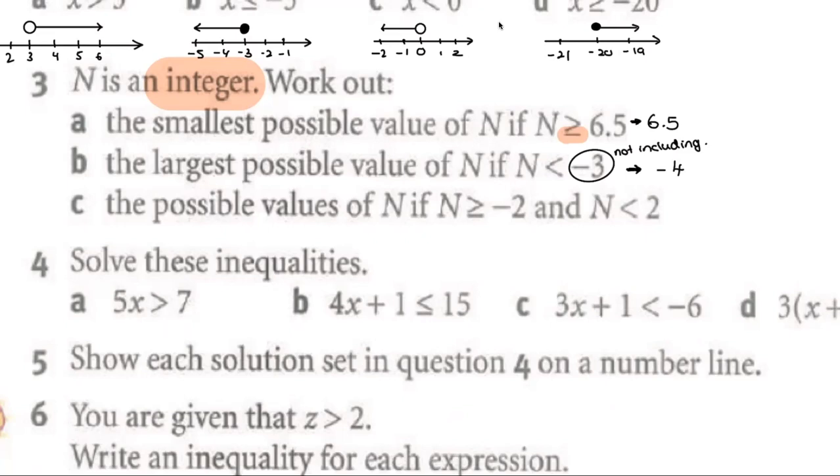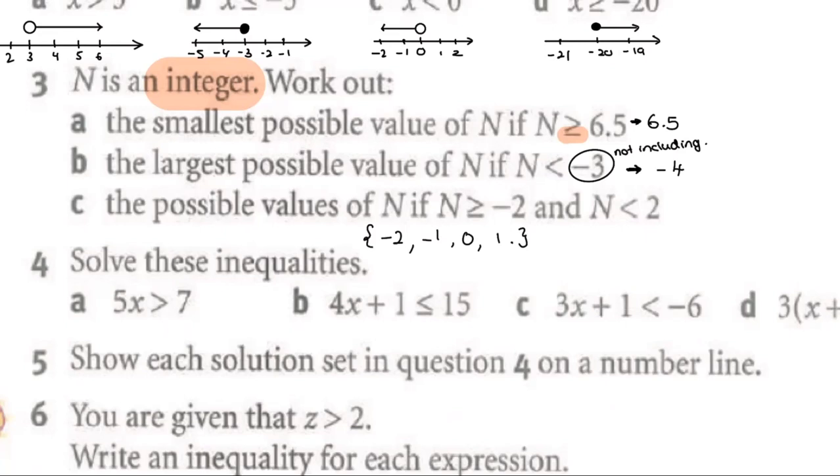The possible values of n, if n is more than or equals to -2, and n is less than 2. So what are the possible numbers here? We have -2, because it's inclusive of that, and we have -1, and then we have 0, 1. Does it include 2? No, that's it. Stop here. That's the end of it. This is all the values that we're looking for.